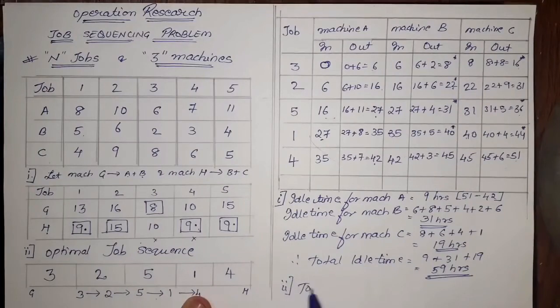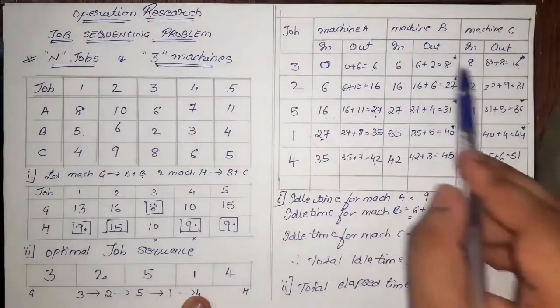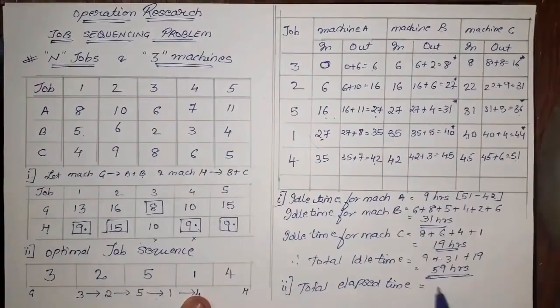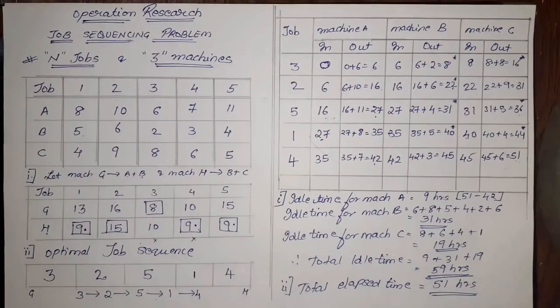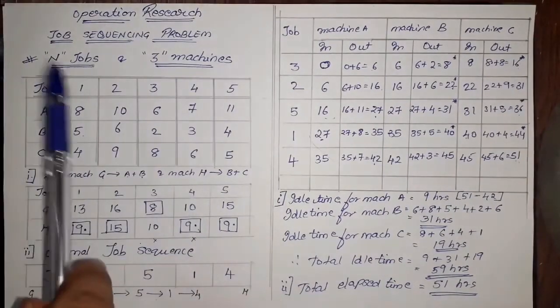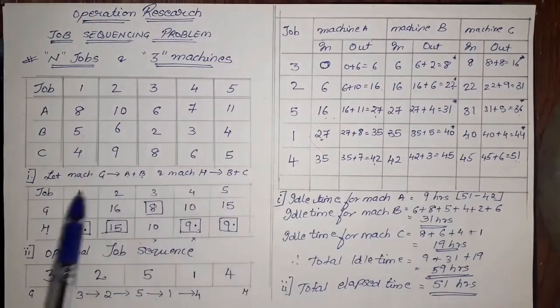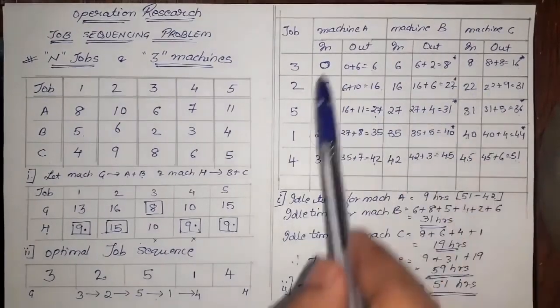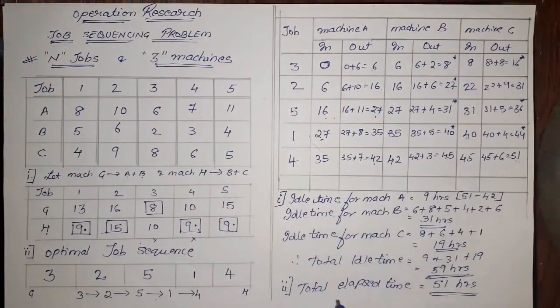Last thing to find is the total elapsed time, that is the total final hours. It started with 0 and ended at 51, so total elapsed time is 51 hours. So with this, we have completed the question solving on job sequencing, where there are n number of jobs and 3 machines. So the first step was to convert 3 machines into 2 machines, then find the optimal job sequence, thereafter do the calculation, and then from that calculation find out the idle time and the total elapsed time.